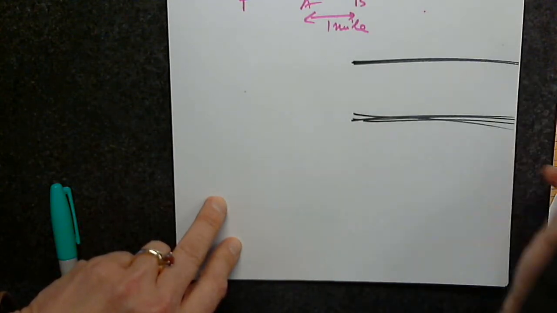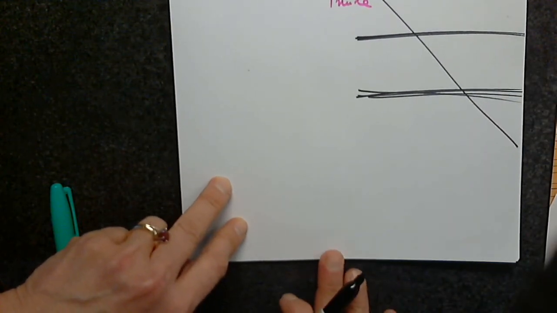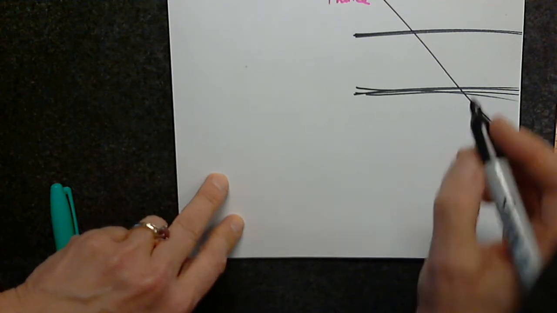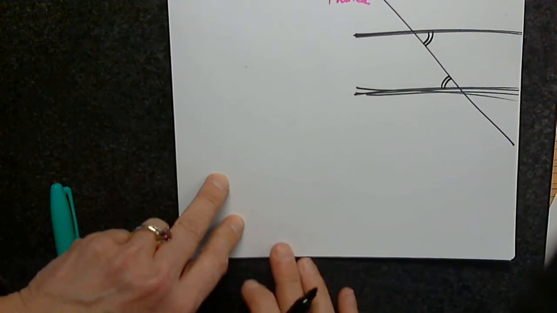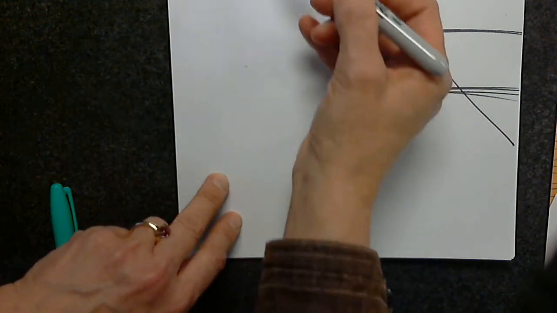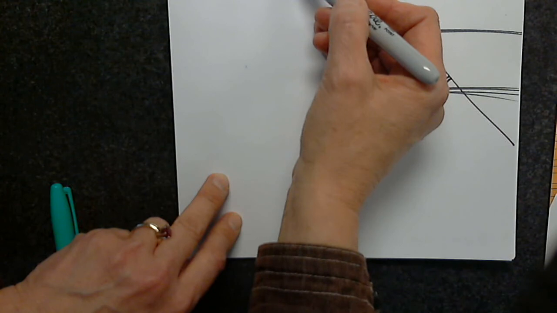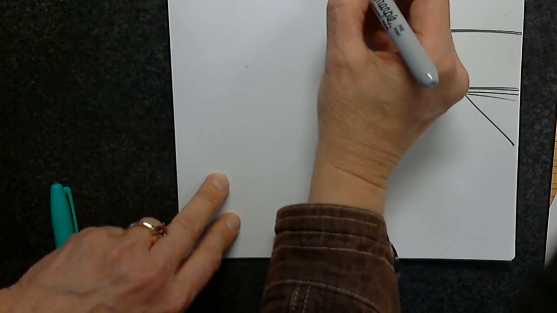Exactly. How do I know that without any calculations? Anytime we have two parallel lines crossed, then this angle must equal this angle. Right. Alternate interior angles. So that's how I knew that this is 22 and this must be 22.